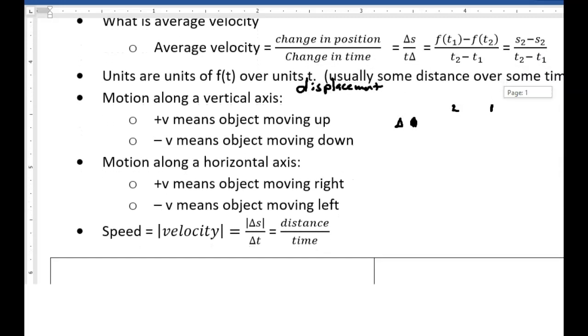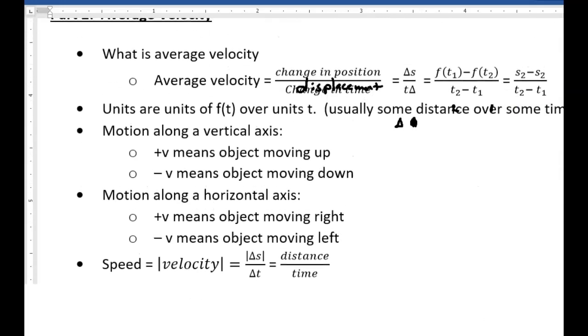Now, here's an interesting fact. I think I might have already said this, but speed, you guys remember how I told you that distance is the absolute value of displacement, or change in position? Well, speed is the absolute value of velocity. That's it.